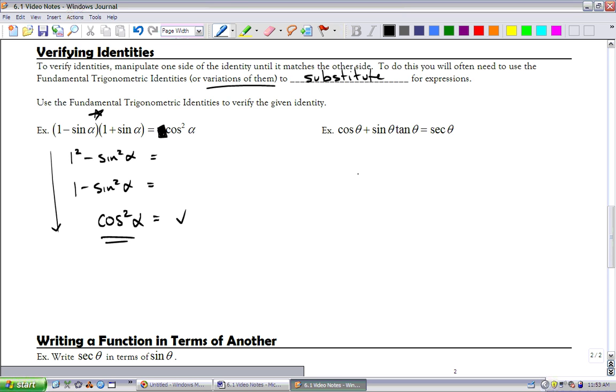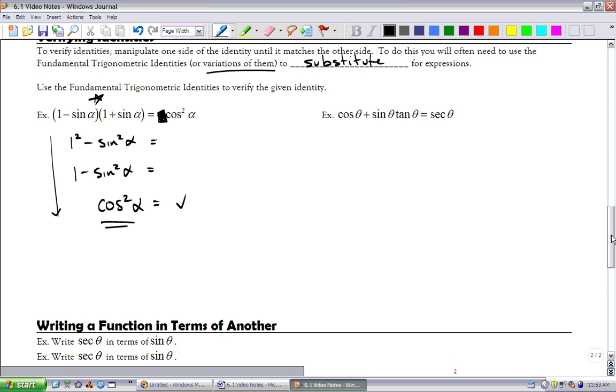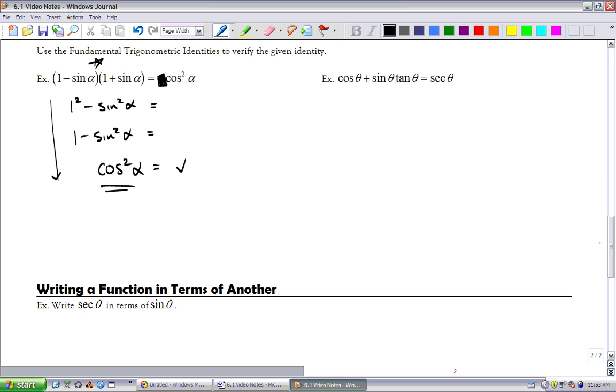So let's take a look at another one here. I have cosine plus sine times tangent equals secant. Section 6.2 will actually end up doing a lot more technique work here, but I'll throw this in there. We need to manipulate one side to make the other. I'm going to work on the left because it just looks like it has more we can do with it.